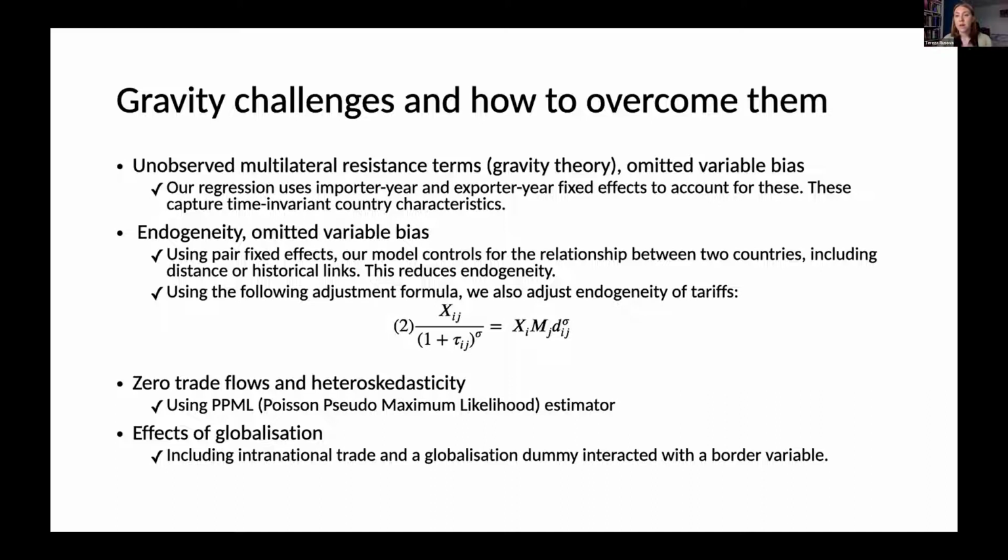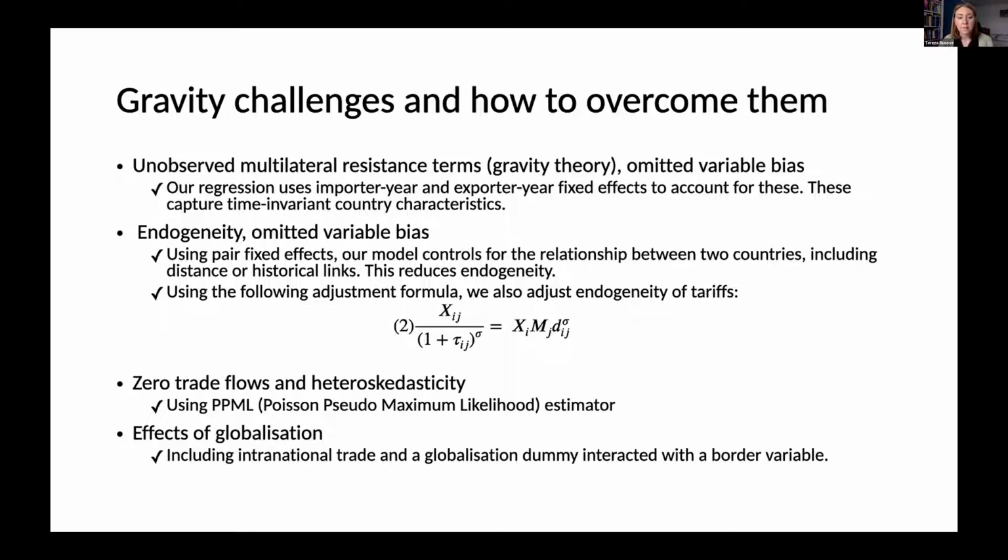And this reduces endogeneity, i.e. the fact that two countries that have historical links are more likely to sign a free trade agreement to start with. We also adjust for tariffs. So we adjust the trade flow that we regress on all of these variables using the formula in equation 2.